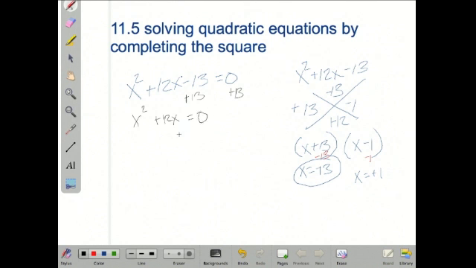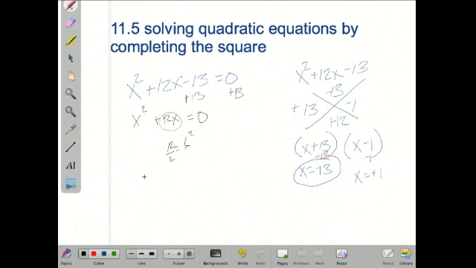Alright, so what I'm going to do now is take half of this b term. I'm going to take this b term and take half of it, and then I'm going to square that. So 12 divided by 2 is 6, and when I square that, I'm going to get 36.